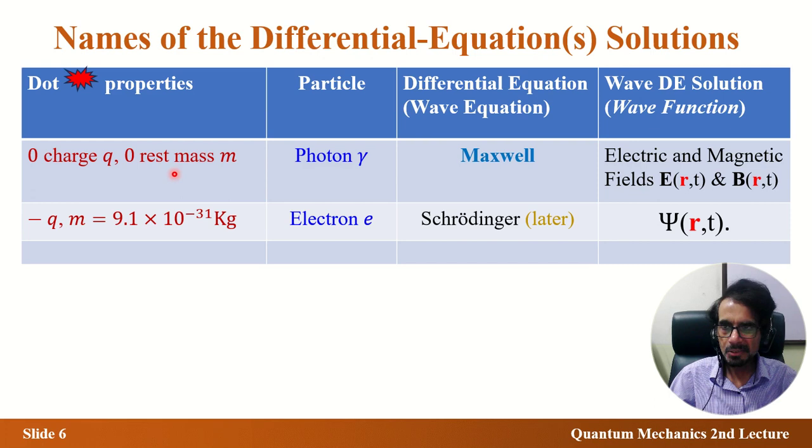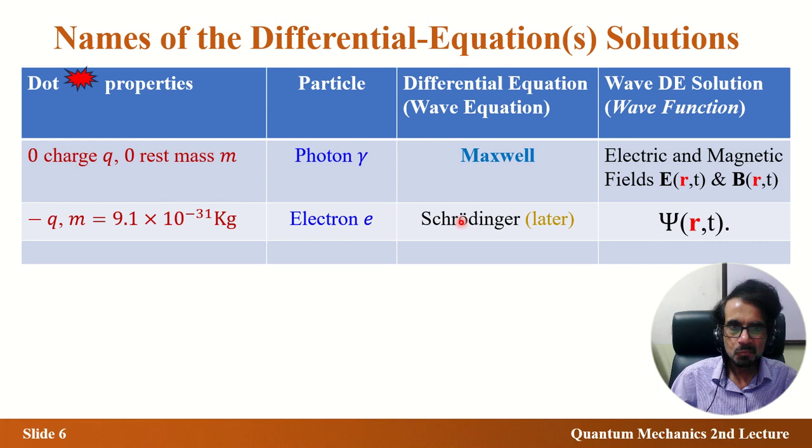If the dot is reported to have zero electric charge and zero rest mass, you say the dot is due to a photon. And you choose the differential equation as Maxwell's wave equation, and the solutions are called the electromagnetic field. And then if the dot is reported by electronics to deposit negative electric charge in the circuit, and the mass is, hopefully you can recognize what this is. If this is a dot, we say this is due to an electron.